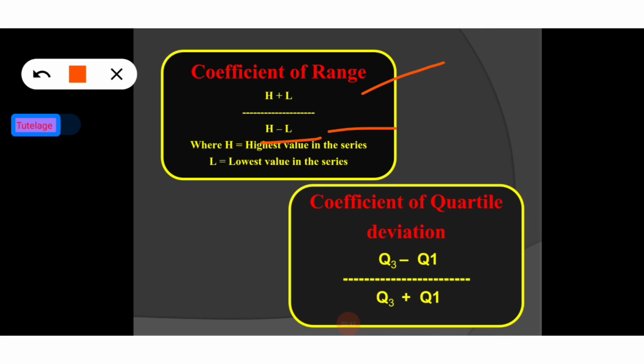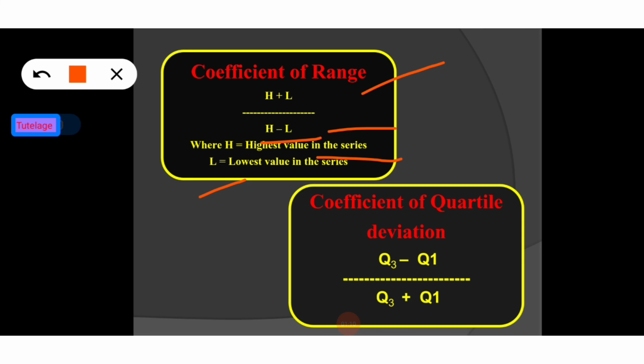So what is the meaning of H and L? H indicates the highest value of the series, and L indicates the lowest value in the series. So the highest value plus the lowest value we are putting as the denominator, and the highest value minus the lowest value as the numerator, and this is the formula of the coefficient of range.